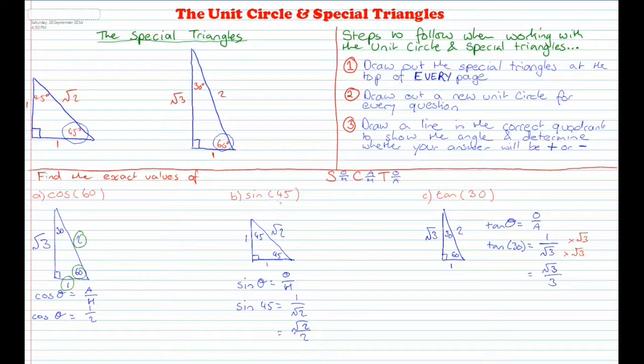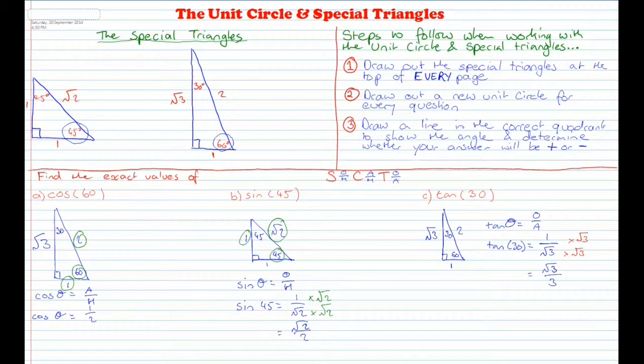Now for sine of 45, I've chosen my triangle that has 45 degrees in it, and for sine of 45, well, it's equal to opposite over hypotenuse, so my opposite is 1 over root 2, so therefore you get sine of 45 is equal to 1 on root 2. And of course to change that into a rationalized fraction you need to multiply both the top and the bottom by root 2, so that's going to get you root 2 on 2.